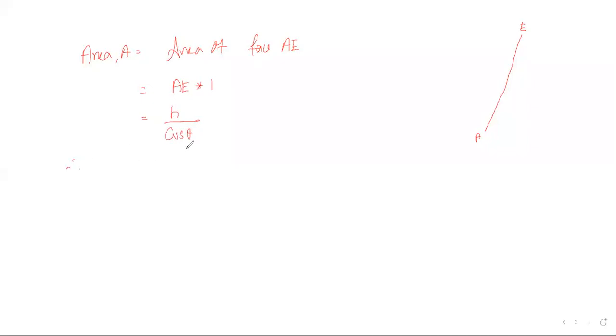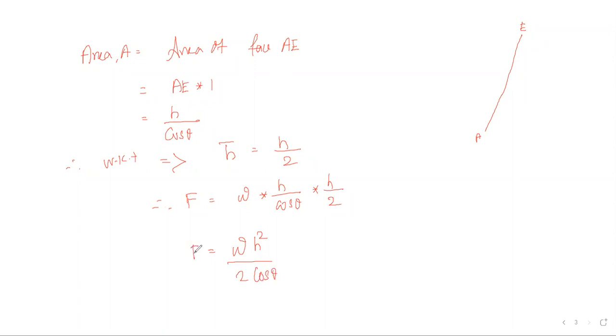Therefore, we all know that H bar is equal to H by 2. Therefore, the water force F is equal to density into area, that is H by cos theta into H by 2. So the equation changes into density into H squared divided by 2 cos theta. This is the force exerted due to water pressure on the sloping side.